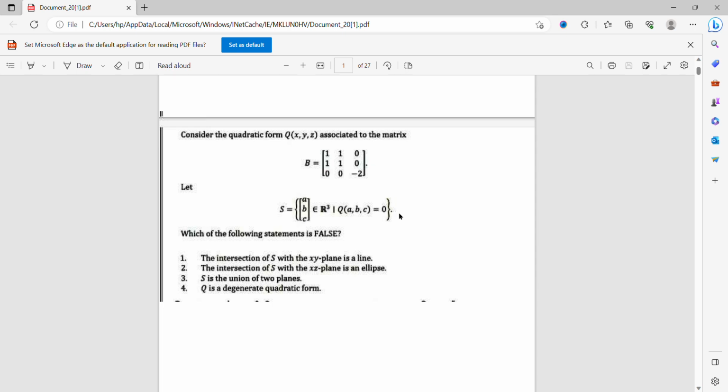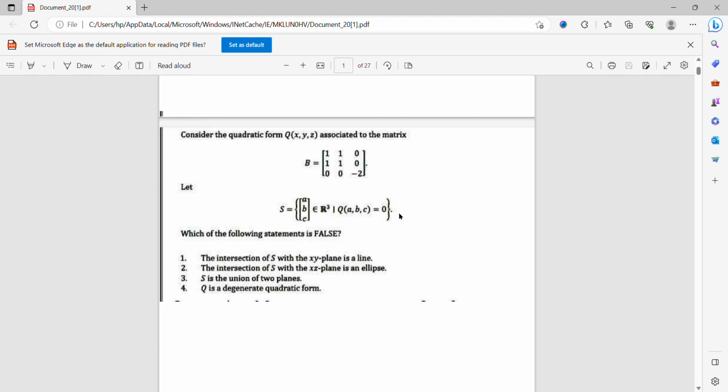So today I am going to discuss the linear algebra problems of CSIR NET 2023 June examination. Okay, so let's start. The first question says: consider the quadratic form Q(x,y,z) associated to the matrix. This is a 3 cross 3 symmetric matrix, and define a set S, that is, the collection of all vectors from R3 such that Q(a,b,c) equals 0. The question asks which of the following statements is false.